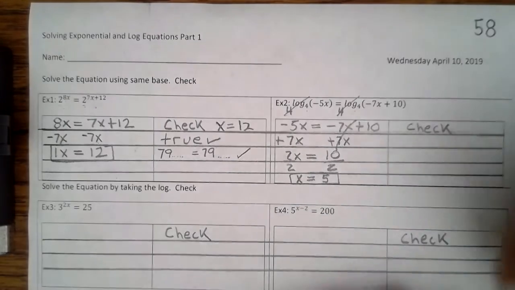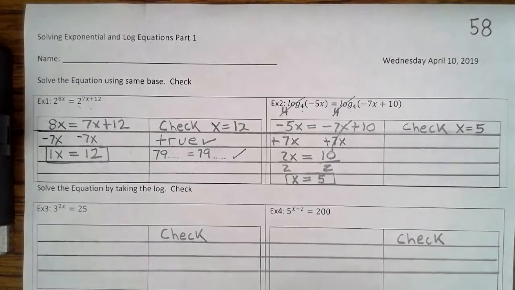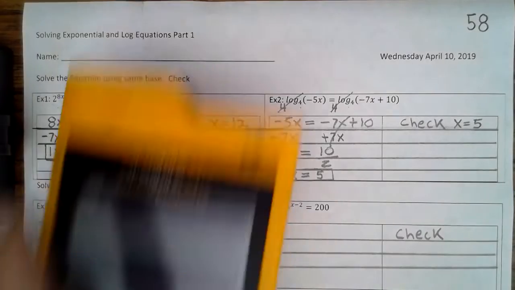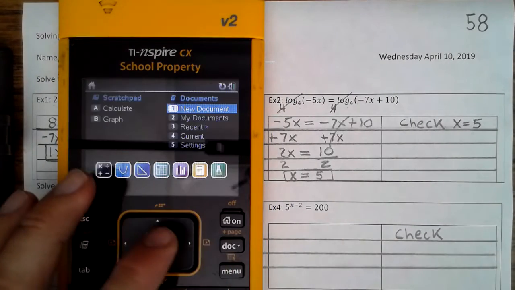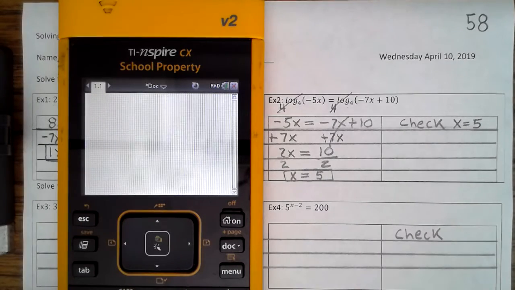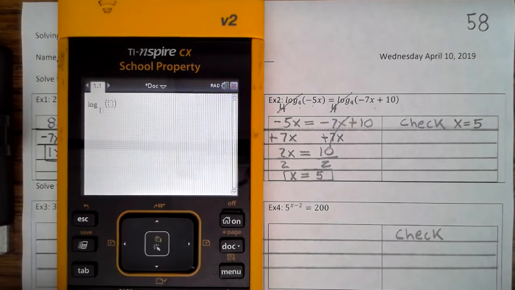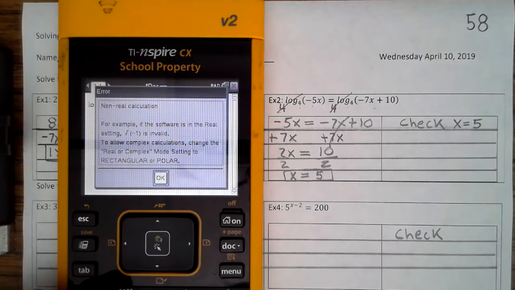Okay, now at this point we're going to check x equals 5. Now I showed you that you could either do true or find the left side and the right side. I'm just going to do the left side and the right side throughout the video, but you can also do the true. So we're going to go to On, New Document, No, Add Calculator, and we're going to plug in 5 into the left side and into the right side. So we're going to do Control log base 4 of negative 5 times 5.